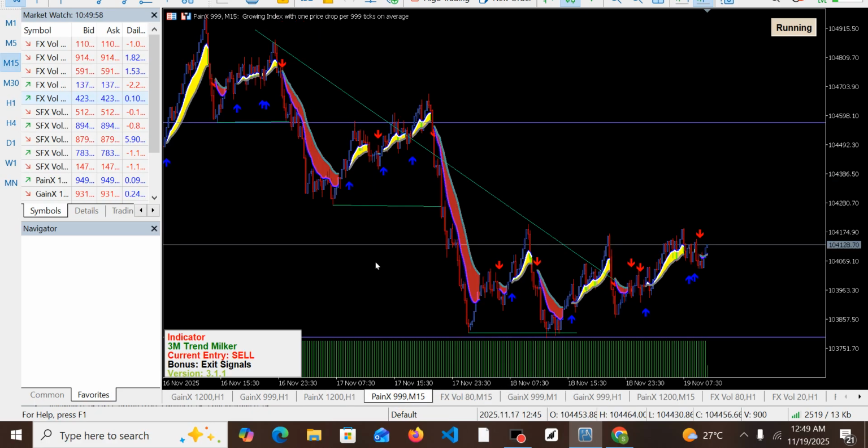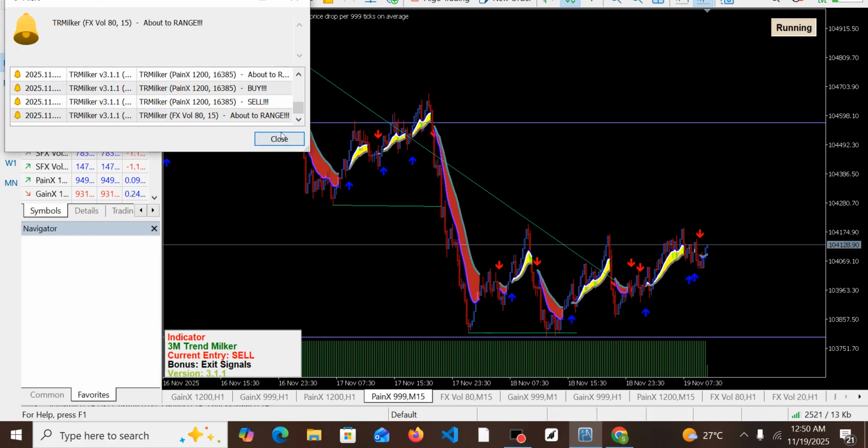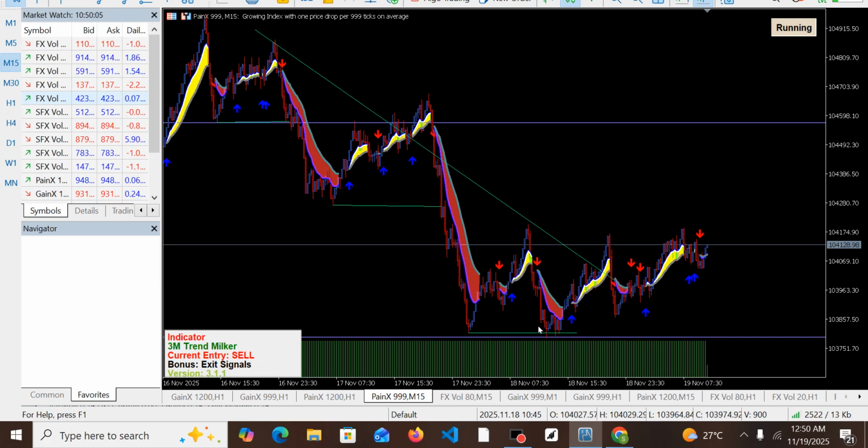Paynex 999 had been on downtrend for a while. Okay, and I said it needs to break out below this particular support region. It has not been able to break out below it. If it breaks out below it, then it will sell more, but if it doesn't, then we need it to break out above this resistance trend line. Okay, and of course it has happened and it is buying at the moment.